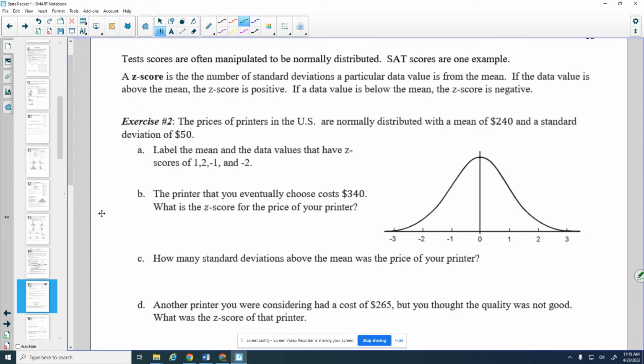So now we're going to talk about z-scores, and a z-score is just the number of standard deviations a particular data value is from the mean.